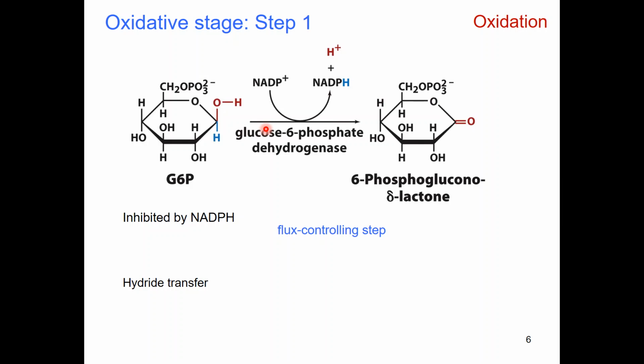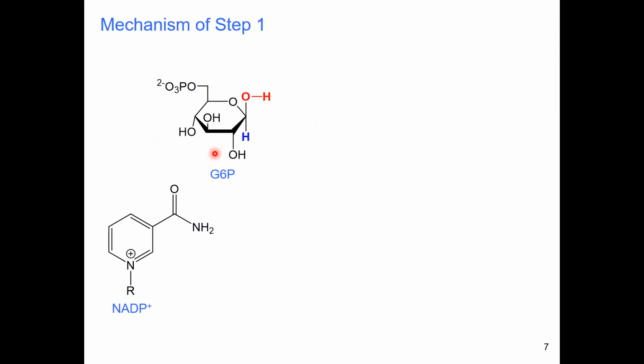So step 1 of this oxidative stage, again, it's a flux controlling step. It is catalyzed by glucose 6-phosphate dehydrogenase. So dehydrogenases are oxidoreductases. These dehydrogenases will utilize NADP plus as an oxidizing agent, and we will have direct hydride transfer, and actually this proton attached to the anomeric carbon of glucose 6-phosphate will be transferred in the form of the hydride ion. So let's take a look at the mechanism of this reaction.